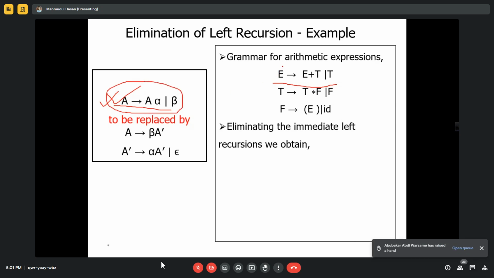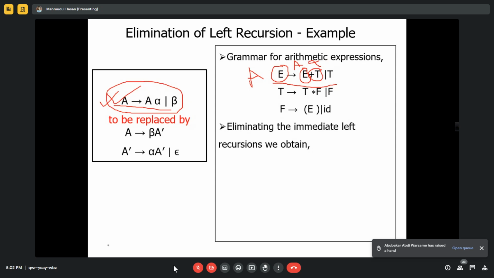So if you consider the formula, this one is A. Compare with this one. So this one is A, and anything with A, that is alpha. So this plus T, that is alpha. Got my point? Anything with A, that is alpha. That means plus T is alpha. Got it? Yes, sir. And when A is absent, that is known as beta.